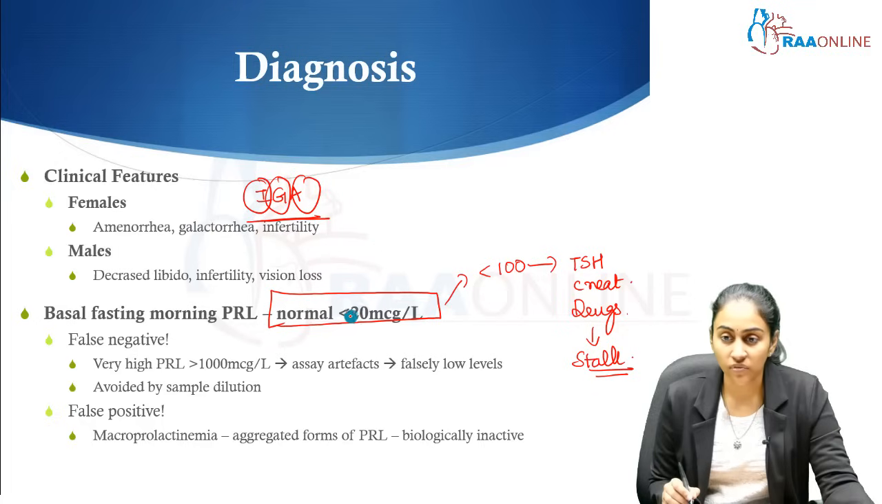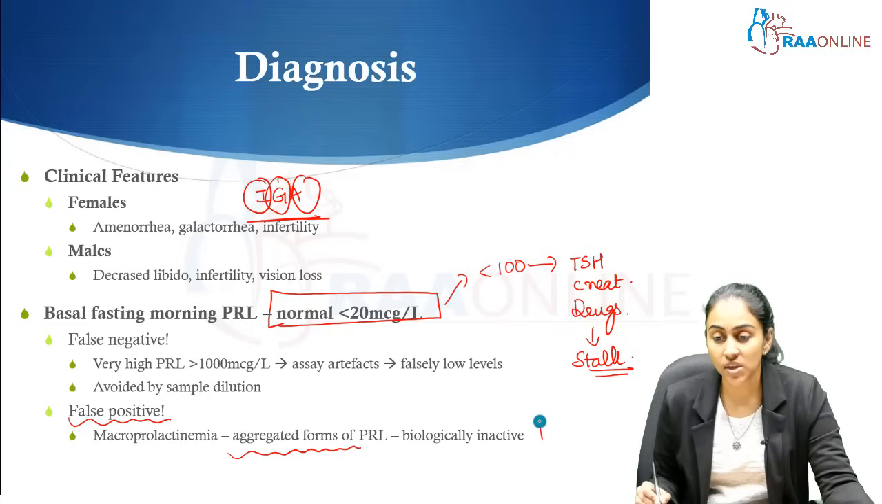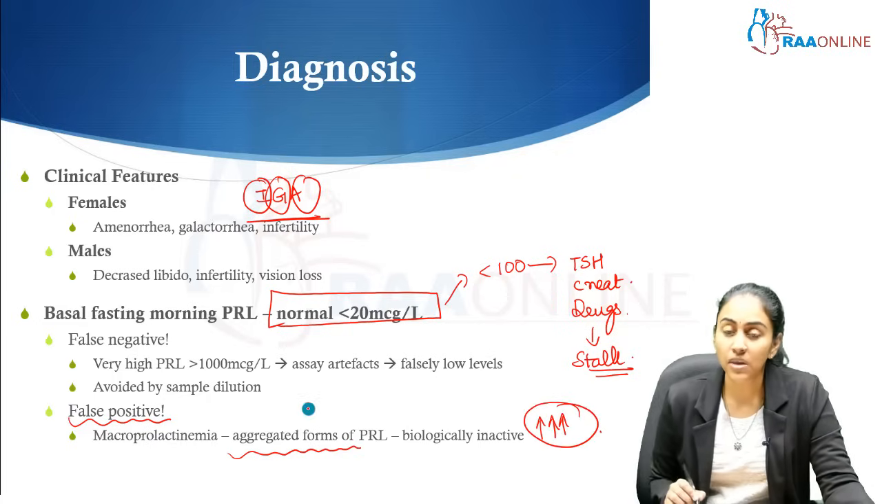But before you do all of this, remember that sometimes there can be false positive results. The prolactin may be very high in case of macroprolactinemia. Now, macroprolactins are aggregated forms of prolactin and they are biologically inactive, but what they do is they falsely increase the levels of prolactin. So, keep that in mind.